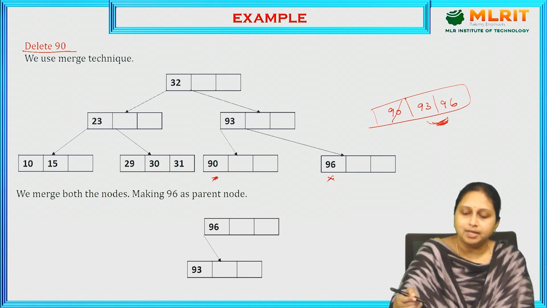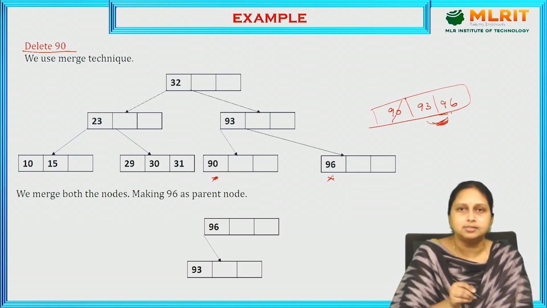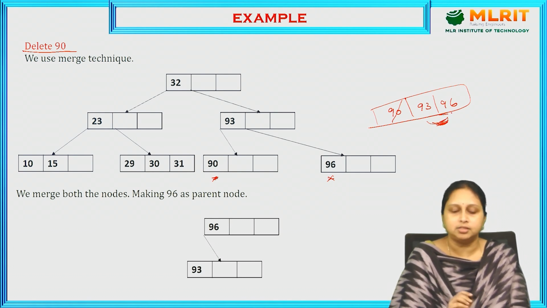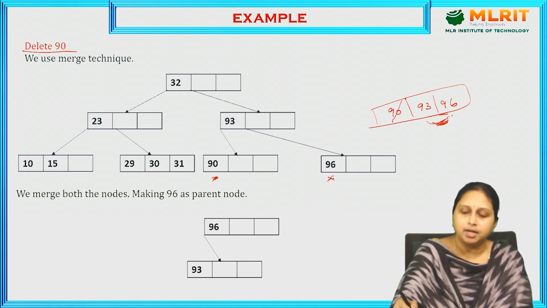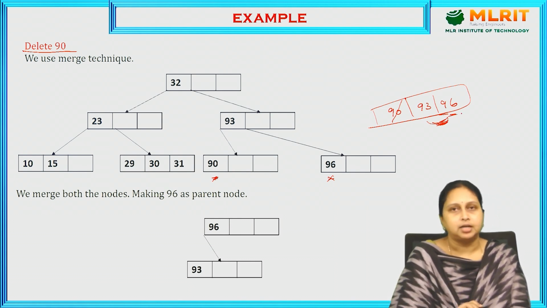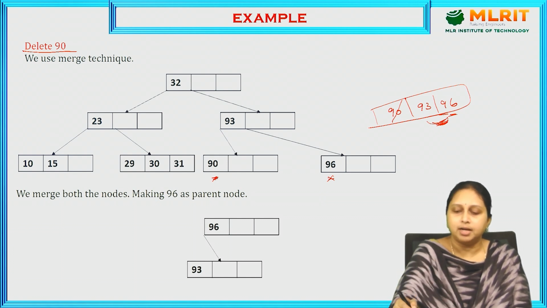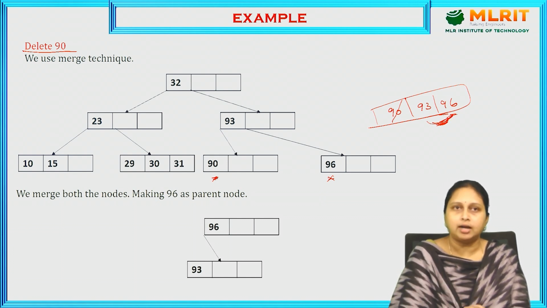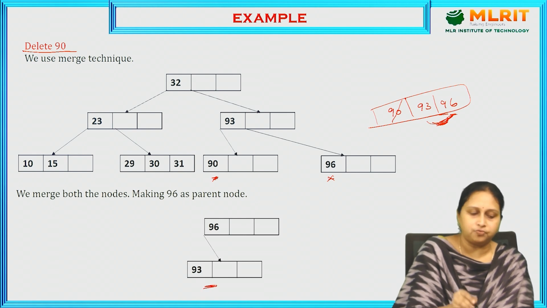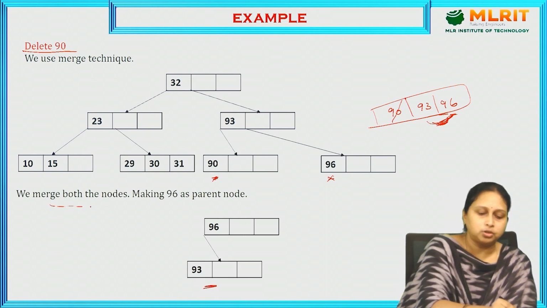We need to place 93 and 96 as left and right, and decide which is the parent node and which is the child node. Now we are going to make 96 the parent node, and 93 becomes the child node of it, right? We merge both the nodes.